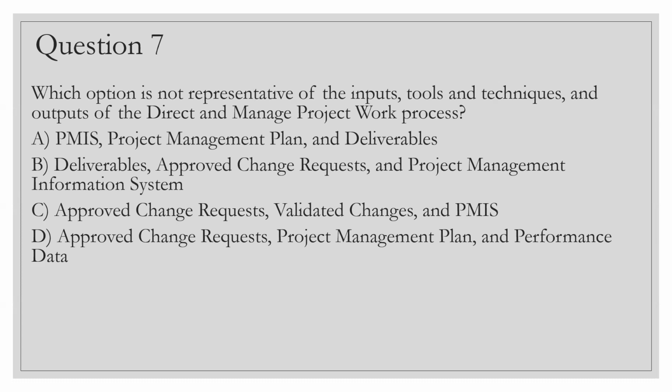So B is talking about deliverables, approved change request, and project management information system, and C is approved change request, validated changes, and PMIS, which is project management information system. So here, which of the following is not representing? And that answer should be answer C, because validated changes is there. So validated changes is again not a part of direct and manage project work.